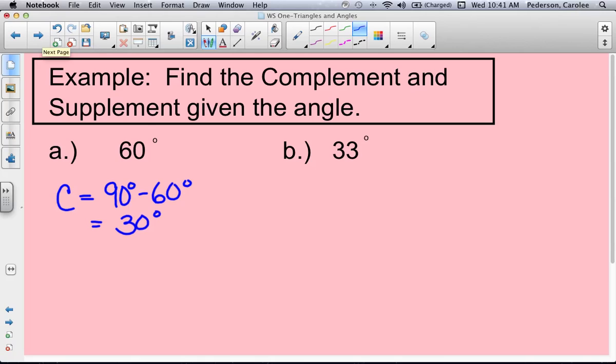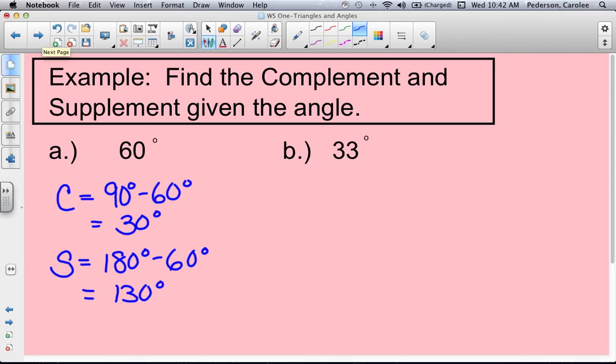You probably can see that right off the top too. 60 plus 30 is 90. To find its supplement, you take 180 degrees, subtract 60, and you get 120 degrees is its supplement.